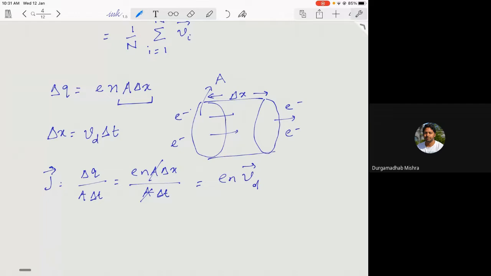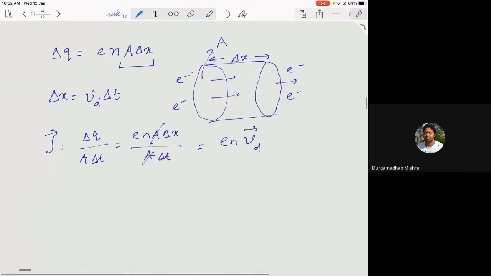The current density J is a macroscopic property that we can measure, the current we can measure. And Vd, the drift velocity, is associated with the electron. So it is a microscopic property. It is directly related to the drift velocity of the electron, and that is what gives rise to a current density.